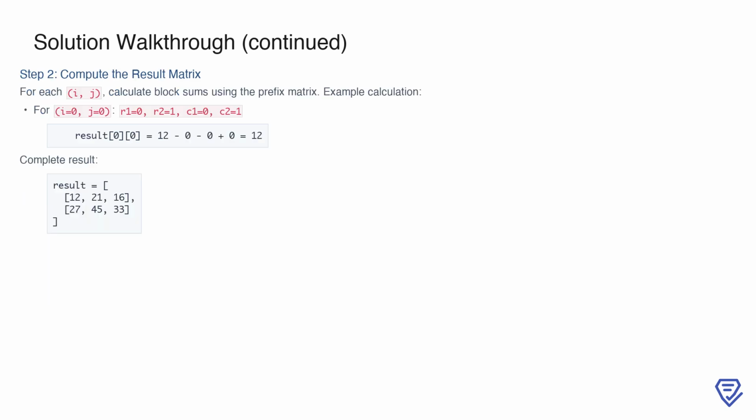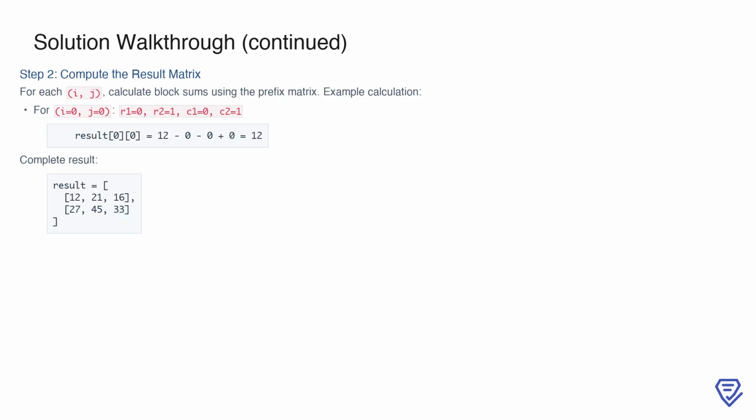With the prefix matrix ready, we calculate the block sums for each element in the non-square matrix. For example, at position 0, 0, the block boundaries are determined by k, and the block sum is computed using the prefix matrix. Similarly, we calculate the block sums for all other positions in the matrix.